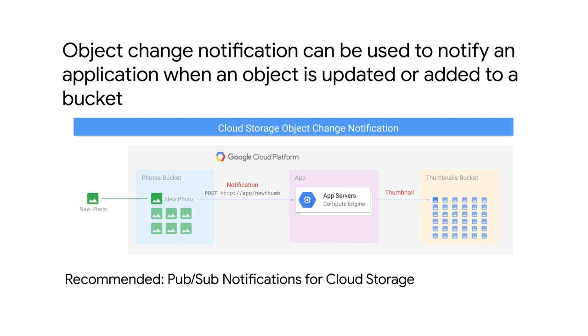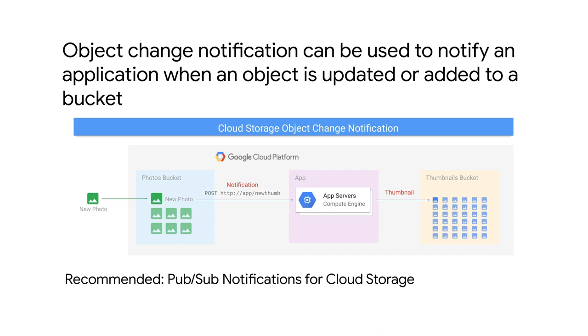Object change notification can be used to notify an application when an object is updated or added to a bucket through a watch request. Completing a watch request creates a new notification channel. The notification channel is the means by which the notification message is sent to an application watching a bucket. As of this recording, the only type of notification channel supported is a webhook. After a notification channel is initiated, cloud storage notifies the application any time an object is added, updated, or removed from the bucket. For example, as shown here, when you add a new picture to a bucket, an application can be notified to create a thumbnail.